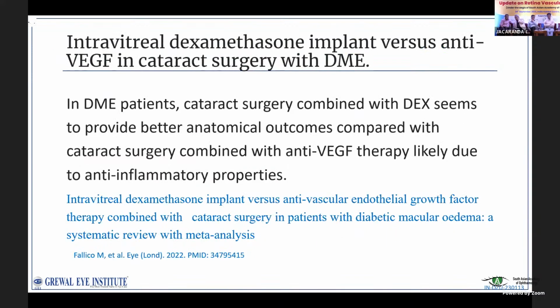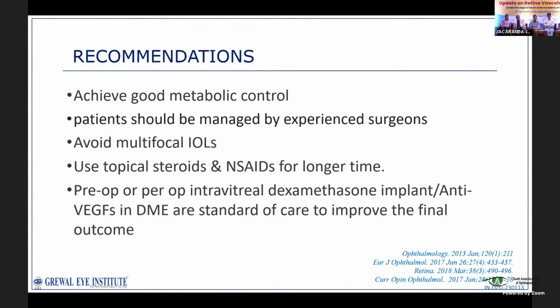So what about the comparison as far as cataract surgery with DME is concerned? I think we have this meta-analysis, which was recently published in Eye 2022. In this, it is very clear that cataract surgery combined with DEX implants seems to provide better anatomical outcome compared with cataract surgery combined with anti-VEGF therapy, likely due to anti-inflammatory properties, as I talked to you. So that is responsible for much more breakdown of the blood-retinal barrier.